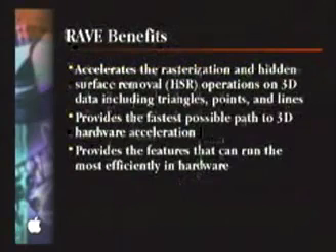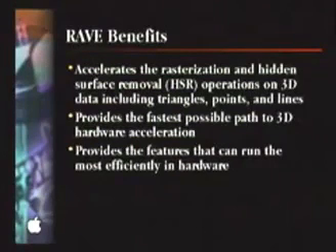What Rave does is it accelerates rasterization. In other words, it's a 2.5D mechanism. You get rasterization plus depth that allows you to do hidden line, hidden surface removal. The API has been built around the idea of providing the features that can run most efficiently in hardware.